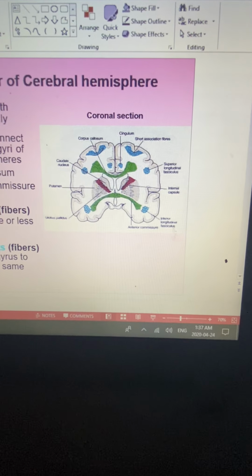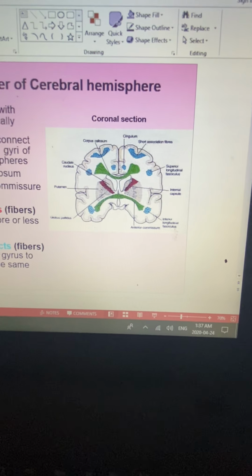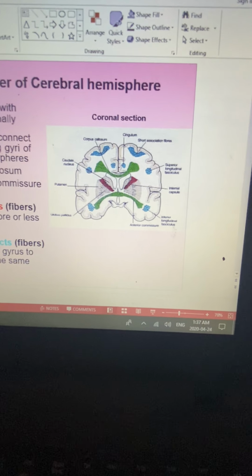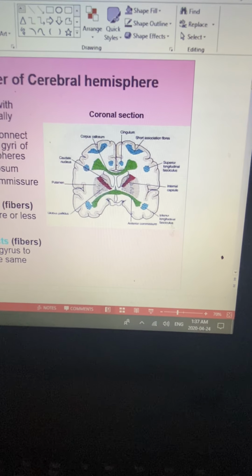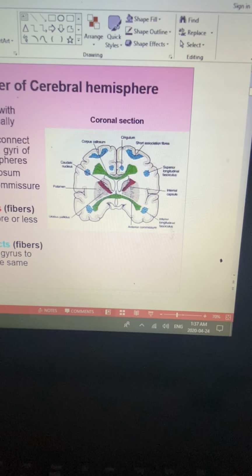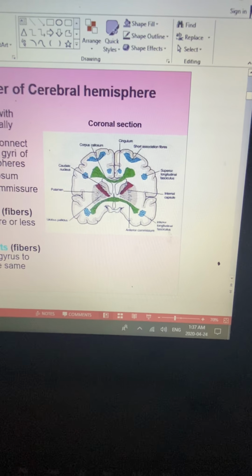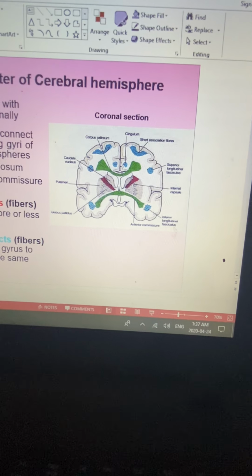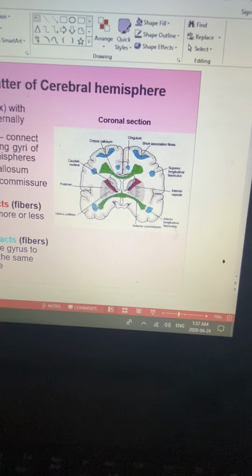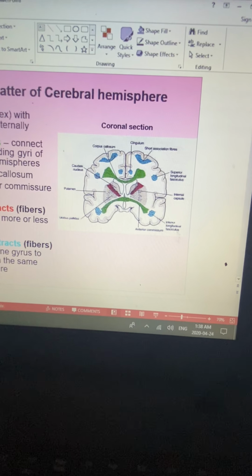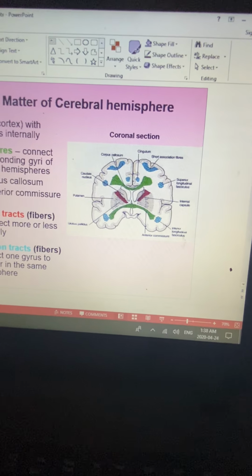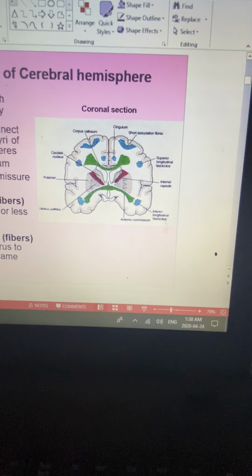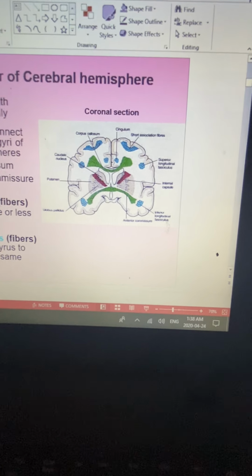They are not crossing their limits. They have to be in the same hemisphere, and they can't move out of their own hemisphere. While the commissural fibers want to know what the corresponding gyrus of the other hemisphere is doing. They are transporting information, or they are the connections between the two hemispheres.